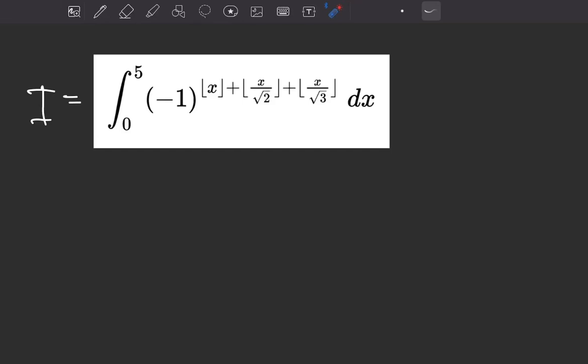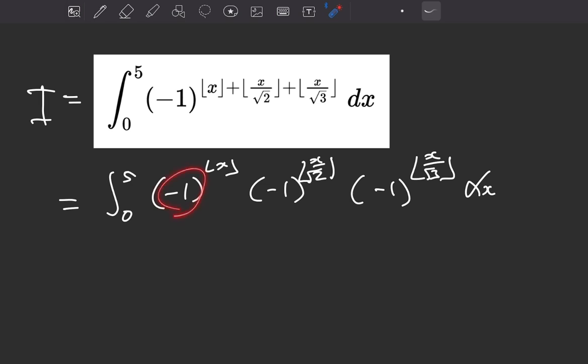Okay, very nice integral today. We've got minus 1 to the power of floor x plus the floor of x on square root 2 plus the floor of x on square root 3, integrated between 0 and 5. First step then, we'll separate this out into 3 different powers.